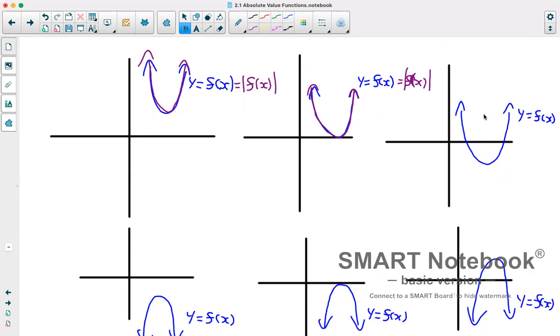Now this one will look like the one we just did. So this section will match perfectly, but this section that's below our x-axis will be reflected positively. And then this section will be the same.